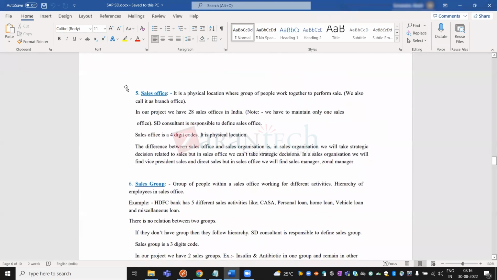Now, this is the sales office. What exactly is a sales office? Suppose we take the example of a bicycle business. You have a regional office at district level, then small offices at taluka level or ground level. That particular office is basically the sales office. It is a physical location where a group of people work together to perform sales, so actual business is done in the sales office. It is also a 4-digit code.